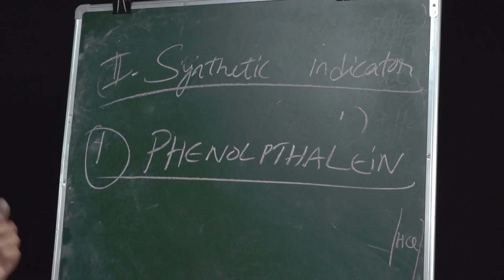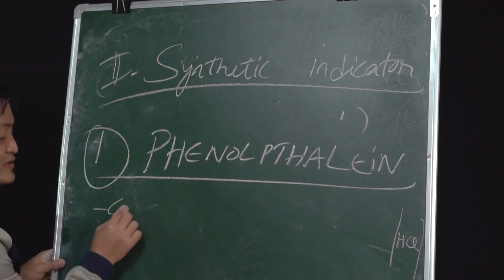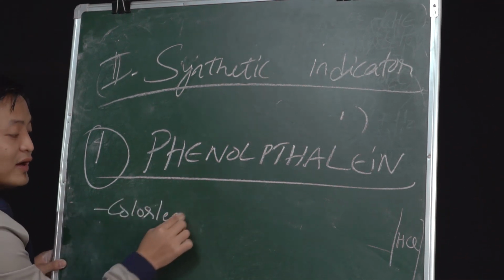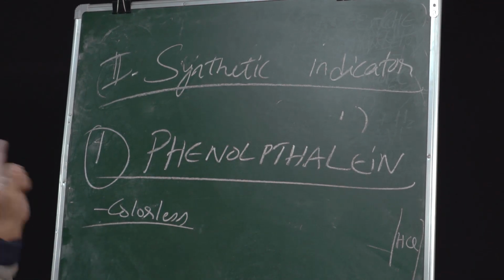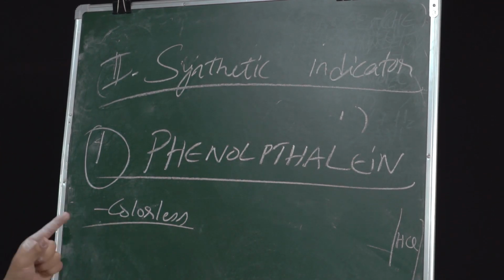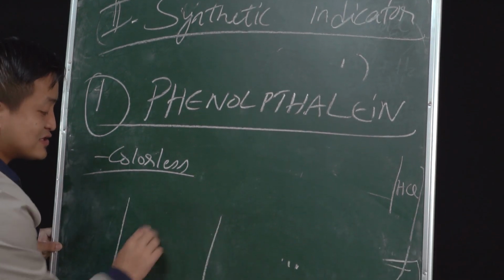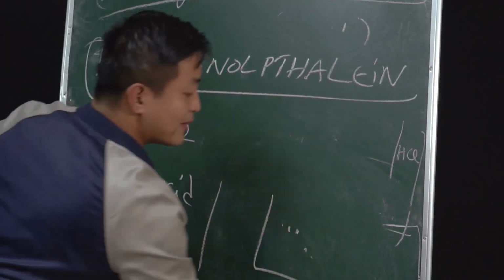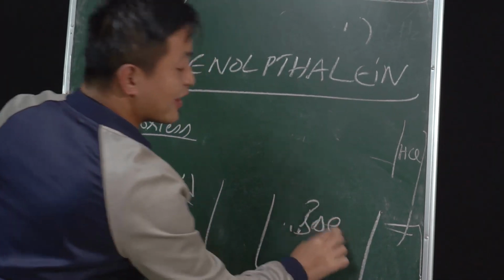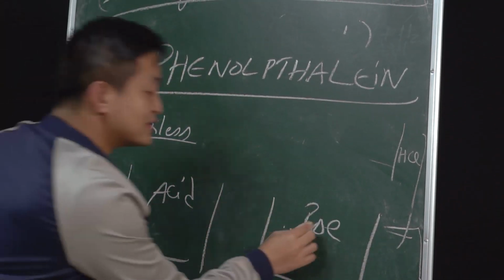It is just colorless. You will find it in a small bottle, it's colorless, but this is an indicator. This also helps us to identify whether it's an acid or base. How? Now, if this is an acid solution and this is a basic solution, clear? I have two solutions, acid and base.